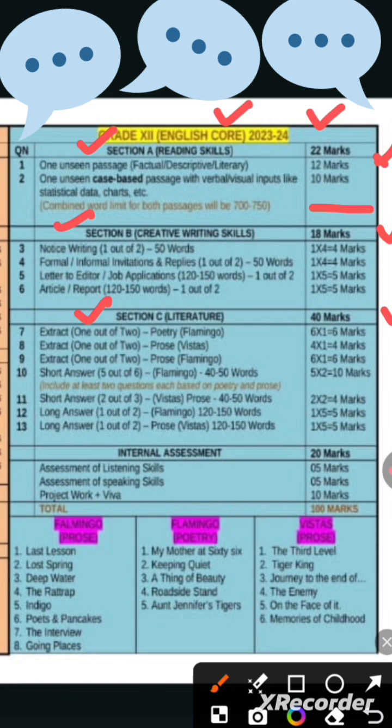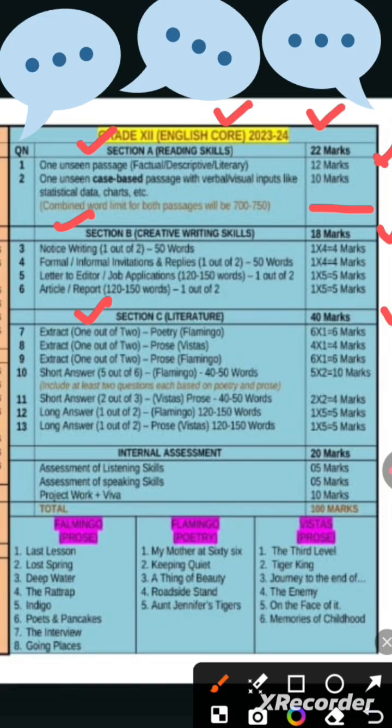Short answer, 5 out of 6 from Flamingo, 40 to 50 words, because short answer questions are always in the range of 40 to 50 words. This will make it 5 into 2, which makes 10 marks, and includes at least two questions each based on poetry and prose. Then you have short answer, 2 out of 3 from Vistas prose, 40 to 50 words. Again, it would be for 4 marks.